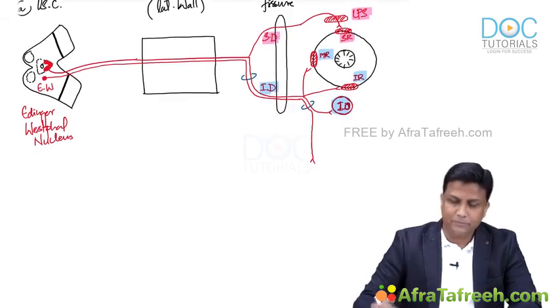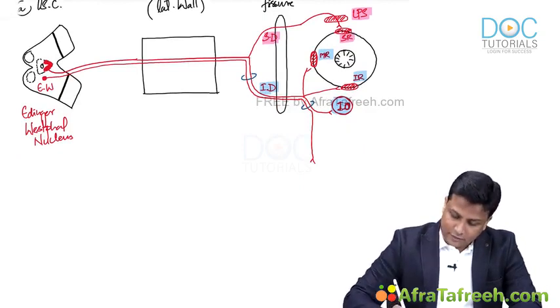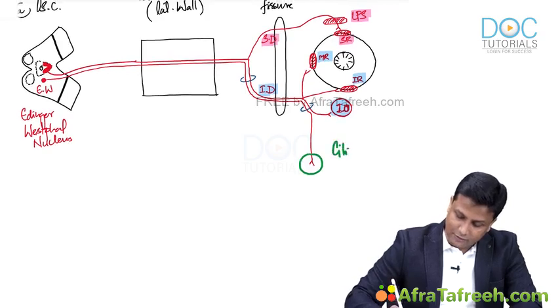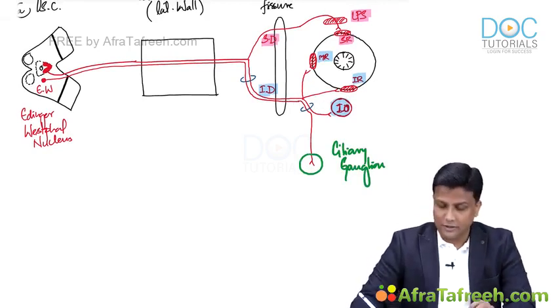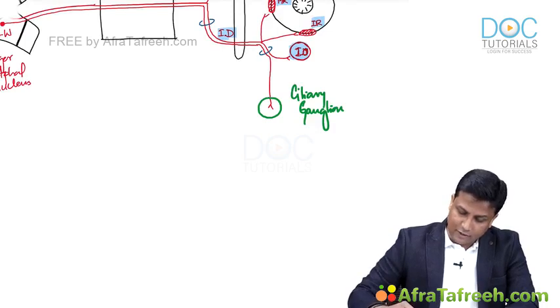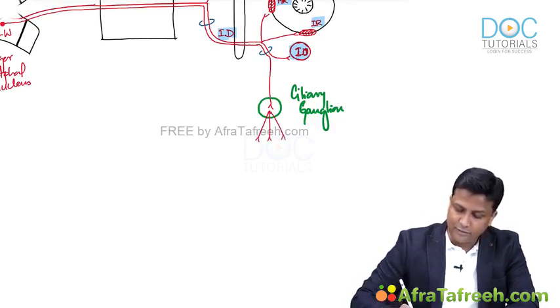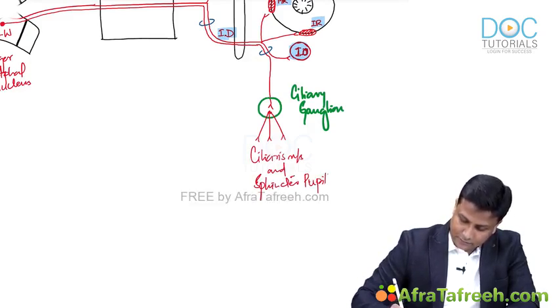Now later on, what is going to happen? These fibers will go and end in a ganglion, and this ganglion is referred to as your ciliary ganglion. So the fibers coming from Edinger-Westphal nucleus are ending in the ciliary ganglion. Now from the ciliary ganglion, other fibers are going to begin, and those fibers are referred to as the short ciliary nerve. And those short ciliary nerves will be supplying to ciliaris muscle and the sphincter pupillae muscle, guys. The ciliaris muscle and the sphincter pupillae muscle.